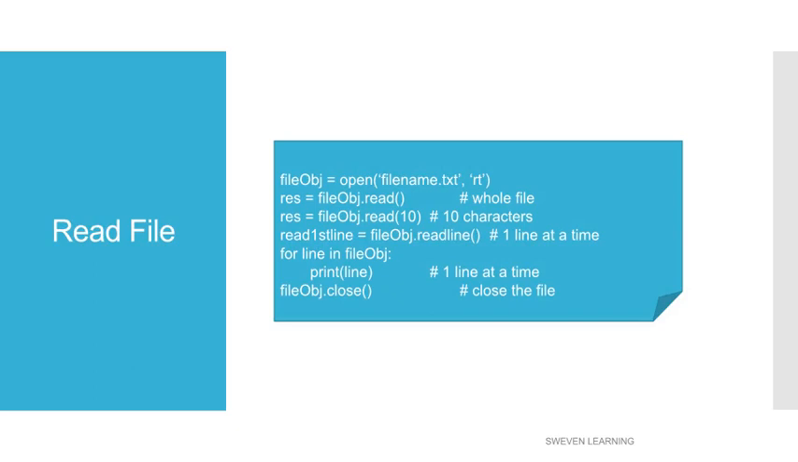Read function is used to read a file's content from the file object returned by open function in read mode. By default, read function returns whole content of the file. But you can specify the number of characters needed to be read by specifying the number of characters as a parameter to the read function. For reading the file line by line, you can either use readline method or can loop through the file.